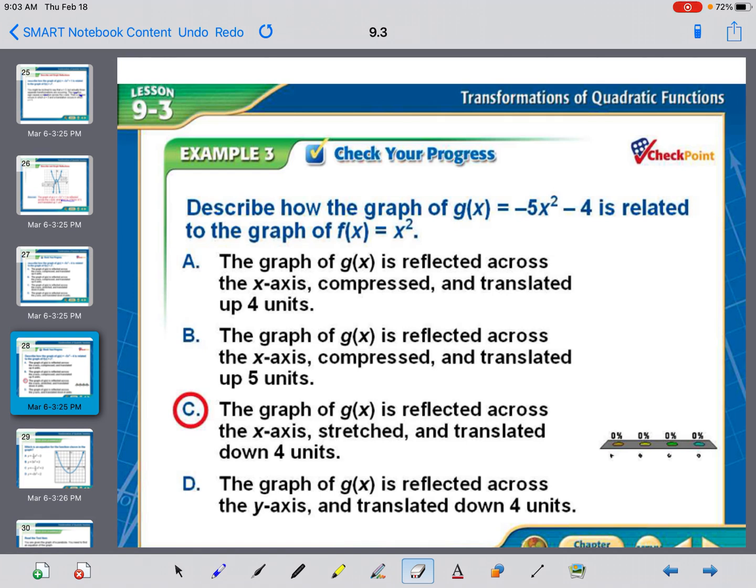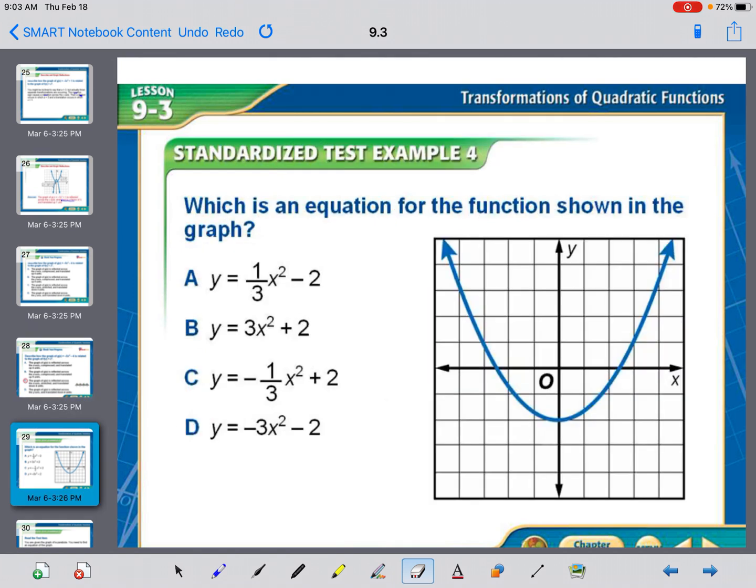Now, what I'm saying here is you can look at a function or an equation and pretty much know what the graph's going to look like. This is standard down to compressed. This is standard up to stretched. This is standard down to compressed flipped across the x-axis. This is standard down to stretched flipped across the x-axis.